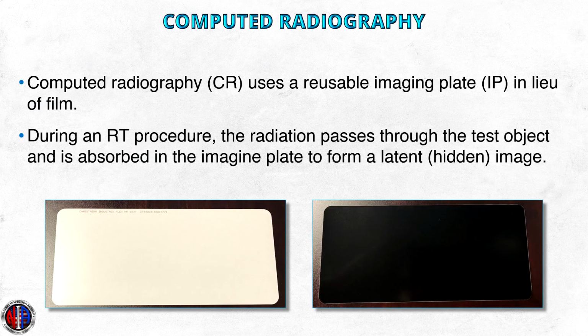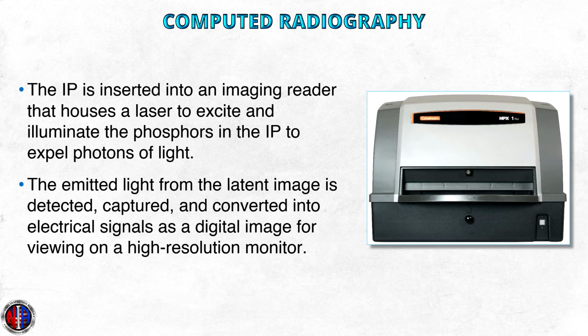Computed radiography. Computed radiography, abbreviated CR, uses a reusable phosphor plate or cassette in lieu of film. During an RT procedure, the radiation passes through the test object and is absorbed in the phosphor plate cassette to form a latent or hidden image. The imaging plate is inserted into an image reader machine that houses a laser to excite and illuminate the phosphor plate to expel photons of light. The emitted light from the latent image is detected, captured, and converted into electronic signals as a digital image for viewing on a high-resolution monitor.